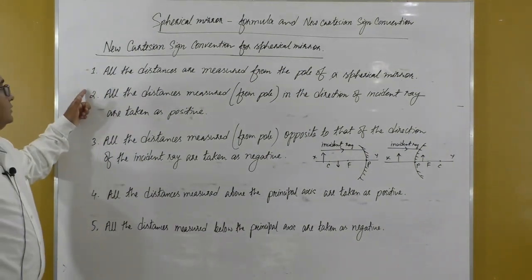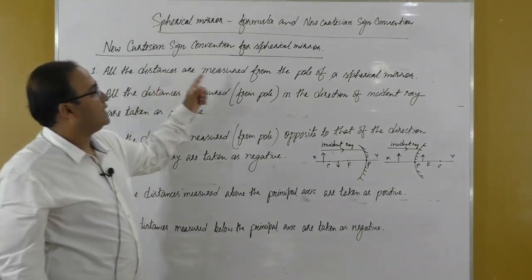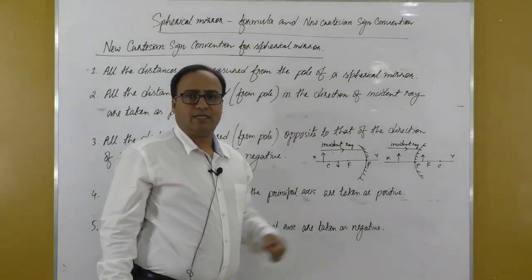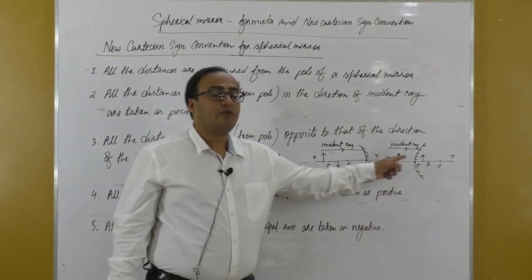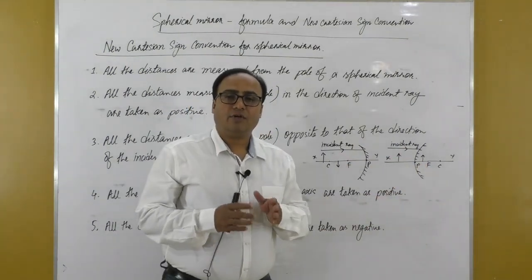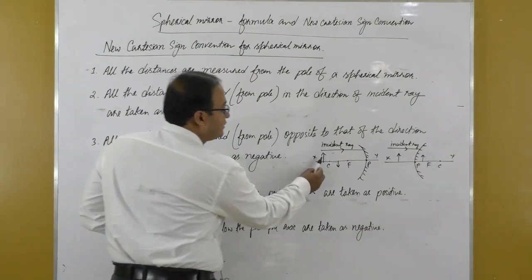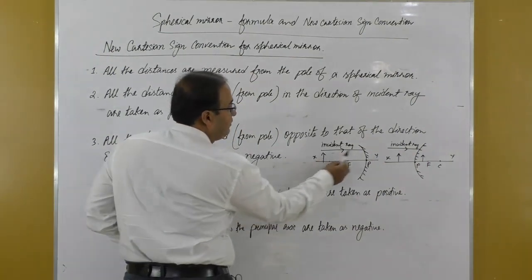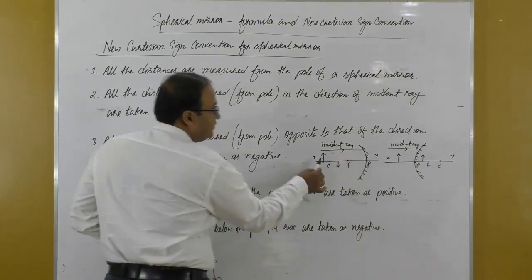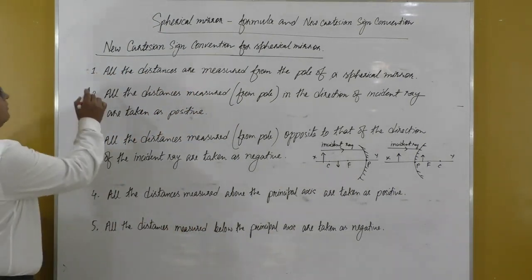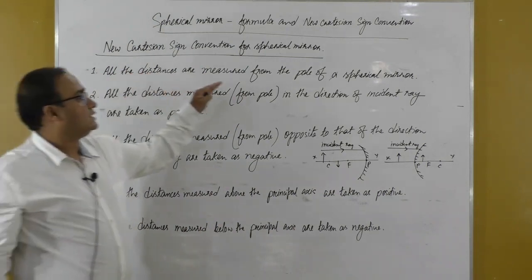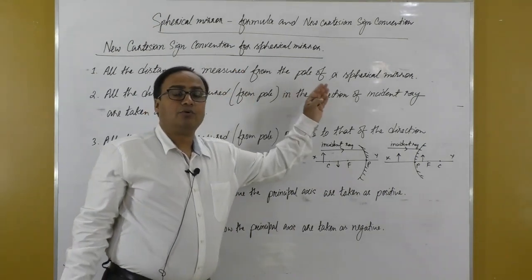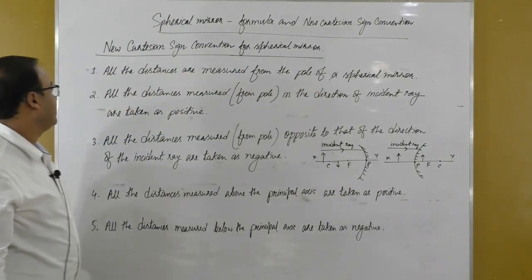Point number 1: all the distances are measured from the pole of a spherical mirror. So this is a spherical mirror, and all the distances are measured from the pole. Suppose the object is placed here, I have to measure the distance from the mirror, from the pole. So point number 1 of the new Cartesian sign convention: all the distances are measured from the pole of the spherical mirror.